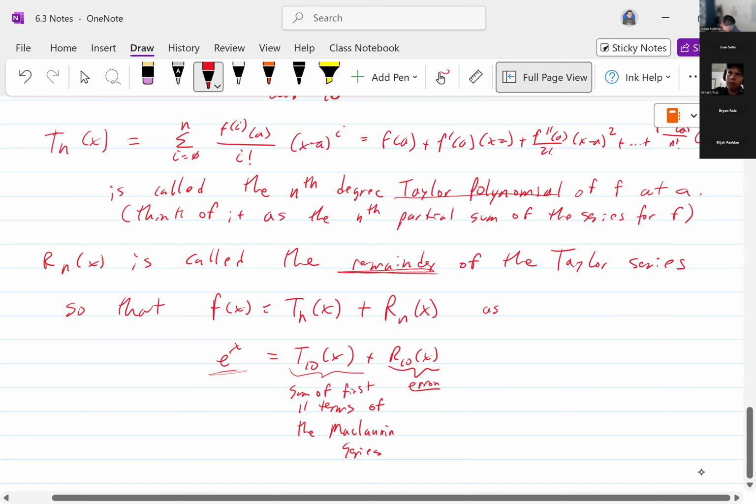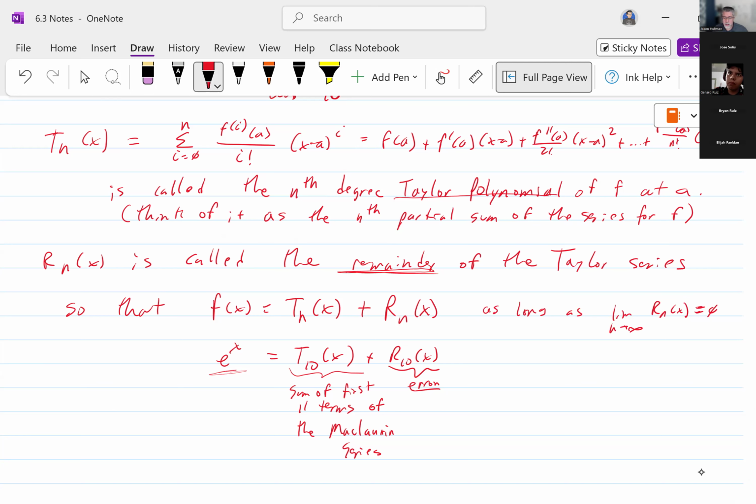And this is as long as the limit as n goes to infinity of R sub n of x is equal to 0. As long as R sub n gets smaller and smaller, as I get increasingly bigger and add more and more terms to my Taylor polynomial, R should get smaller and smaller. If that's true, then this thing works out.